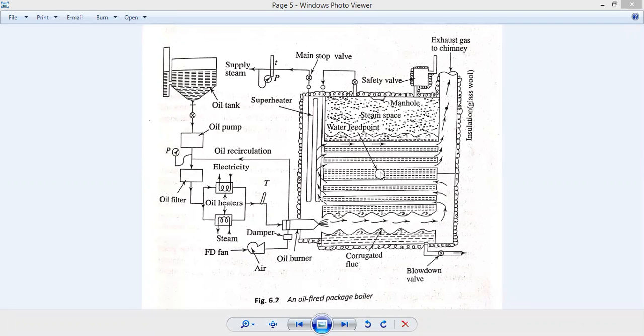And water can be fed from this point if it is less, if required to feed manually. The water is surrounding everywhere from here to here, from here to here, and this is the position of the steam which is required for our purpose. Here it should be exhausted from the gas chimney itself. And the main stop valve is here, which controls the maximum pressure of the boiler itself.